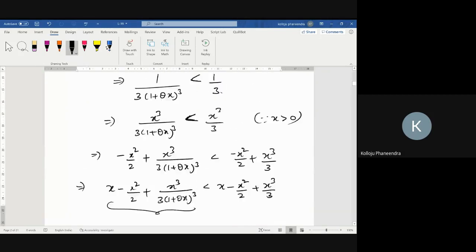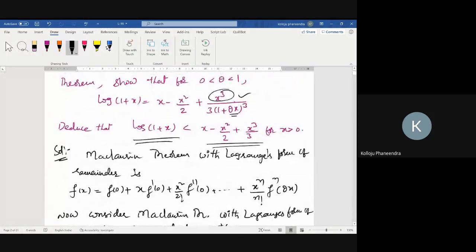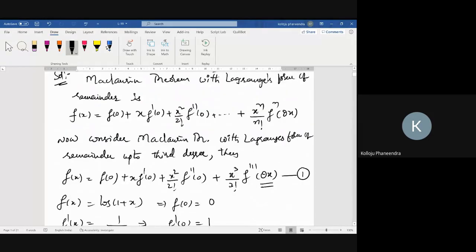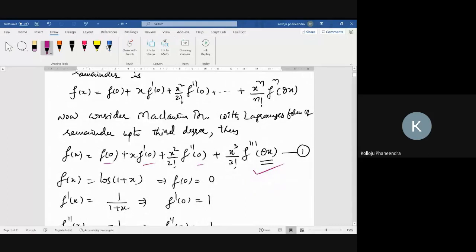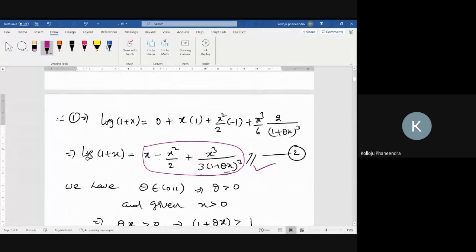A simple logic once again. Observe the problem: since x cube by theta x is here, we have to consider Maclaurin's theorem about the point x equal to 0 up to third degree. We have calculated the derivatives and the function values, and substituted in equation 1, getting the series expansion of log of 1 plus x with Lagrange's form of remainder up to third degree.